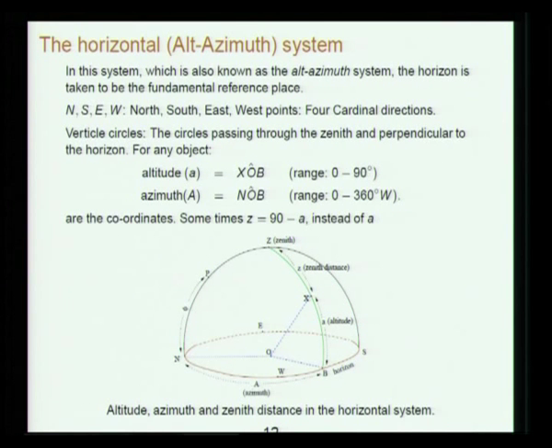So, for the horizontal system, or alt azimuth system as it is sometimes called, essentially this is your celestial sphere, this is your object. How much it is elevated above the horizon, that is the altitude.